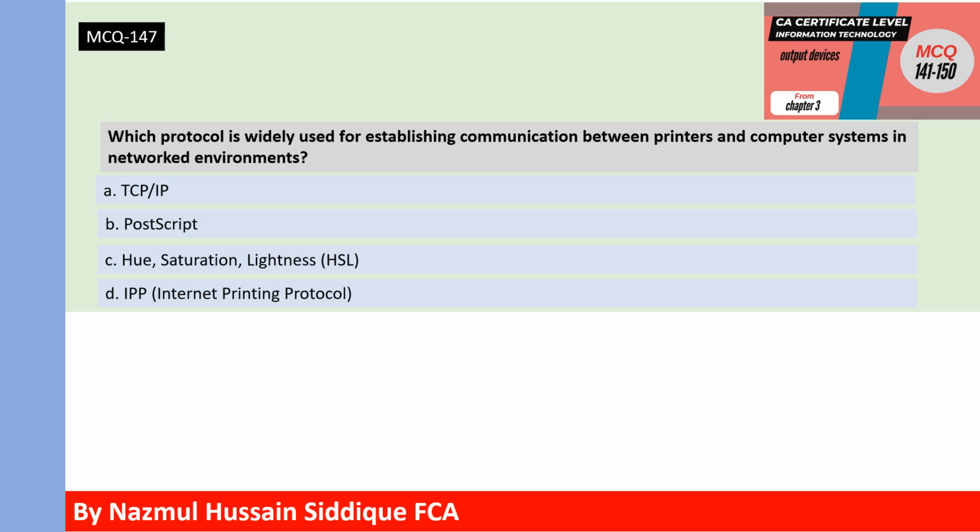We have to find out the protocol which is widely used for establishing communication between the printers and the computer system. Option A, TCP/IP. Option B, PostScript. Option C, hue, saturation, lightness. Option D, IPP. The correct answer is option D, IPP. Internet Printing Protocol is the protocol which is widely used for establishing communication between printers and computer systems.